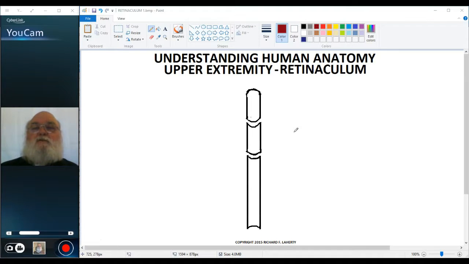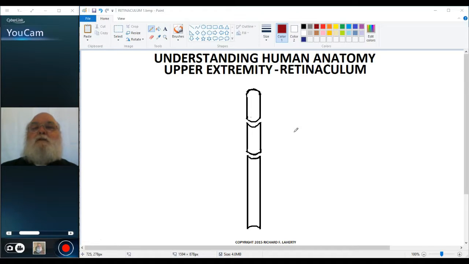Welcome to this session of Understanding Human Anatomy. In this session, which is a continuation of the upper extremity, I want to talk about a retinaculum. The plural of retinaculum is retinacula, so I'm really going to be talking about retinacula.